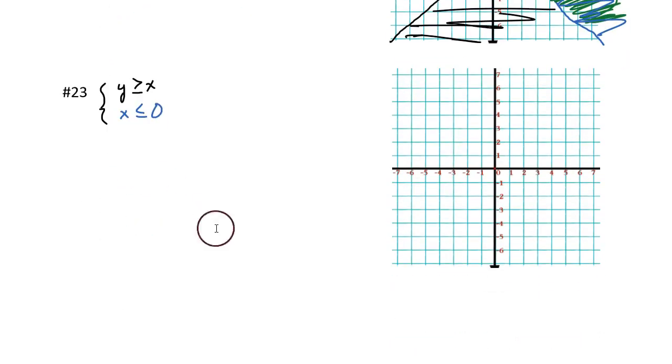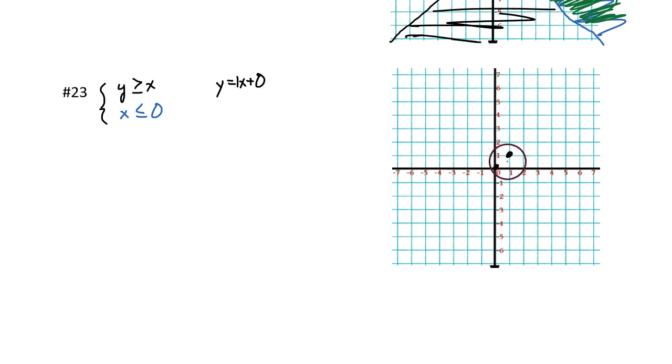Next, number 23. Let's use the same technique. We're going to graph the boundary lines and do the shading for both, and then we're going to look to see where the shading overlaps, and then darken that in extra good. So this first inequality is like the equation y equals x, or y equals 1x plus 0. It touches the y-axis at 0 with a slope of 1, so you rise 1, run 1.